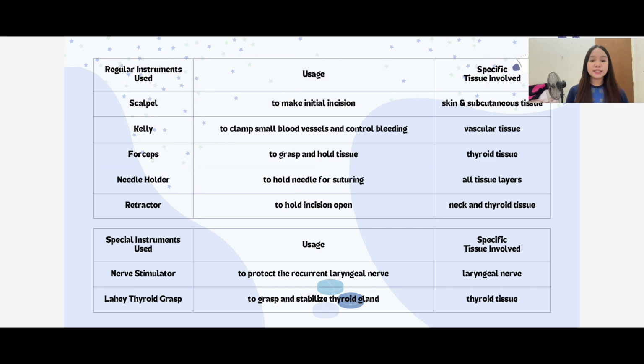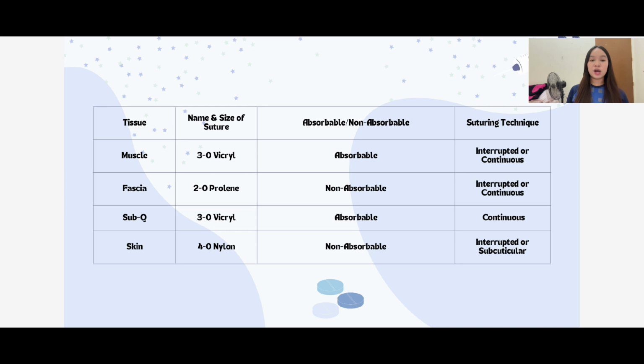These are the types of regular instruments used, which are the scalpel, the Kelly forceps, needle holder, and retractor. The special instruments used are the nerve stimulator and Lahey thyroid grasp. So here are the appropriate suturing techniques for different types of tissues and the appropriate size and name of suture.